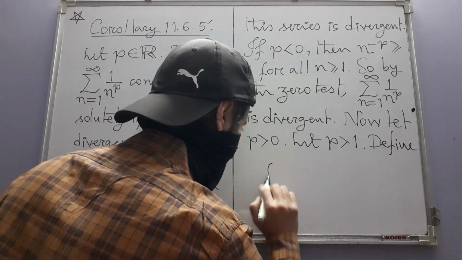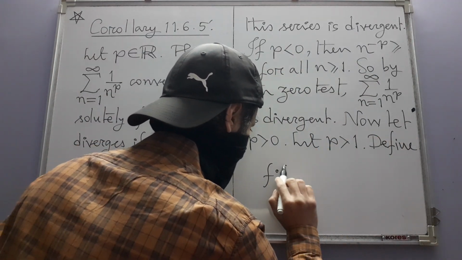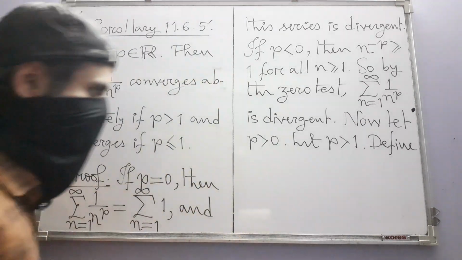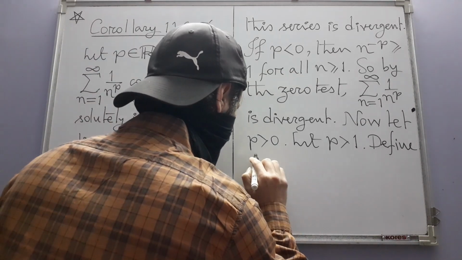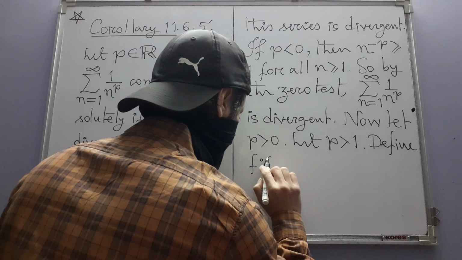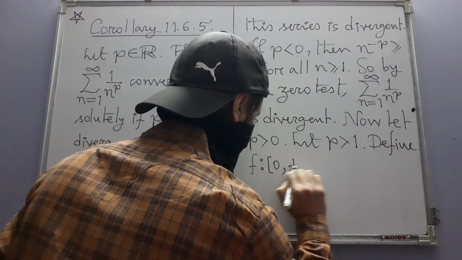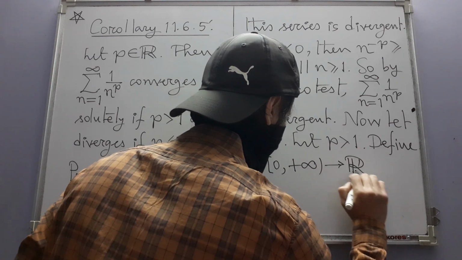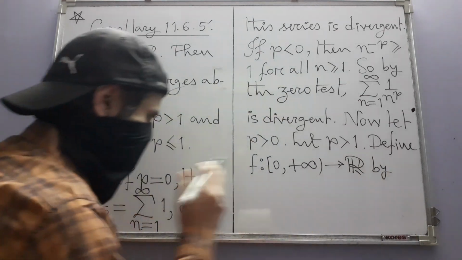Define f from, or why am I writing like this? I can write normally. By this rule.